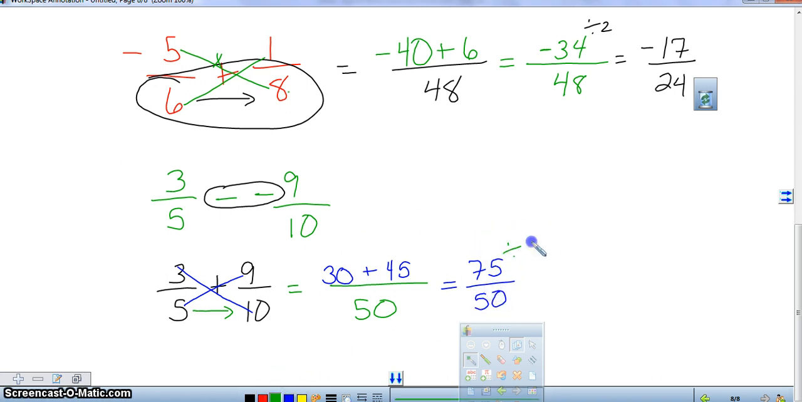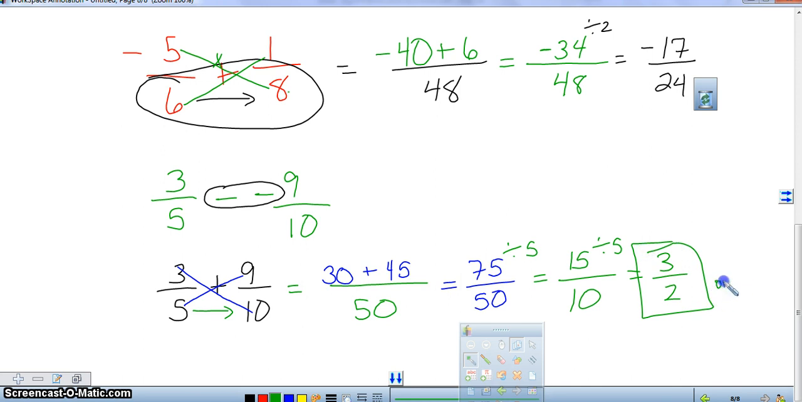I can divide by 5. And so I would get 15 over 10. And if I divide by 5 again, I'd get 3 over 2. So this is good. Or we can do 1 and 1/2. Okay.